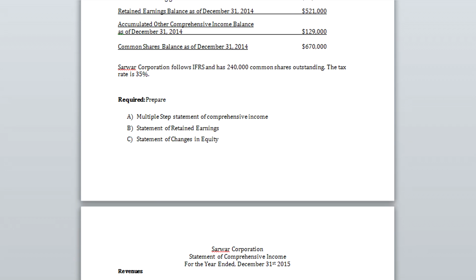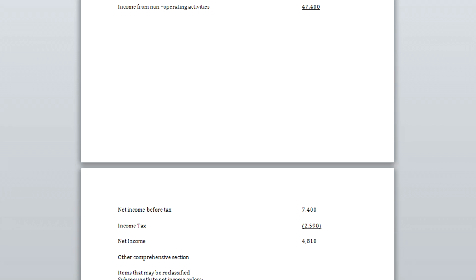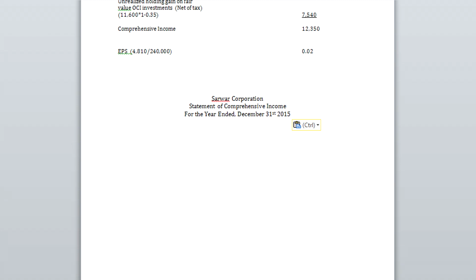All right, so we're 1/3 of the way there. And now the next step is to prepare the statement of retained earnings. Okay, so let's go ahead and do that. Luckily, the statement of retained earnings is a rather short one. And we'll start off by doing our header. So it's now the statement of retained earnings. It's a short one, okay?